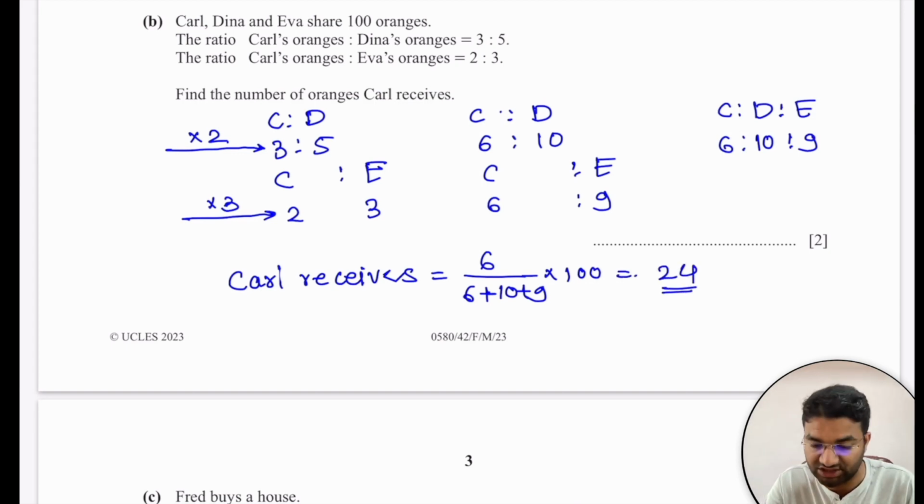And this is a 2-mark question. You have to write down these step-by-step answers. Unless you write this step-by-step, you will not get the 2 marks completely. Alright, so it is expected you to write these things.